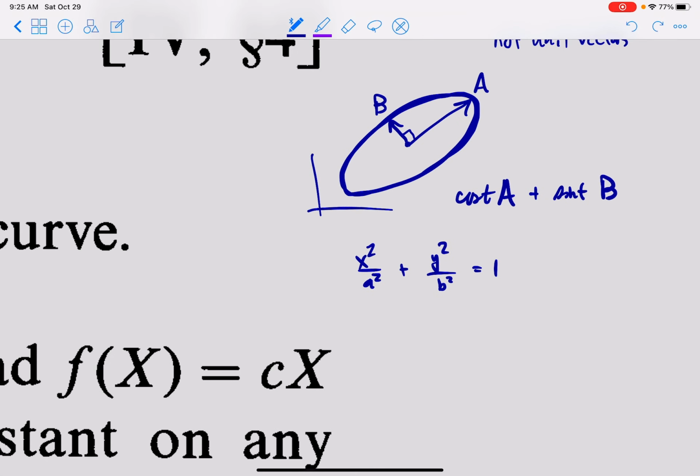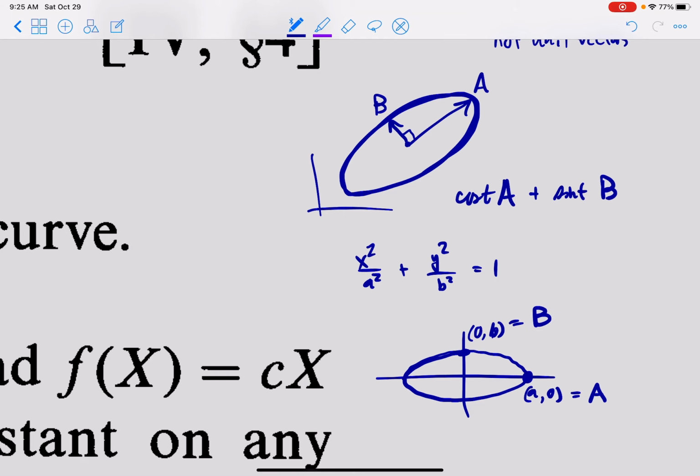It's not as complicated as the other one, because I believe the point a comma 0 is on this ellipse. Let's check. If I plug in a, I get a squared over a squared is 1, and I plug in 0, I get 0. So 1 equals 1, and this is a point on the ellipse. Similarly, 0 comma b: if I plug in b for y and 0 for x, the equation is satisfied. So this ellipse looks like this really nice ellipse here. Let's call a comma 0 capital A, and 0 comma b capital B.